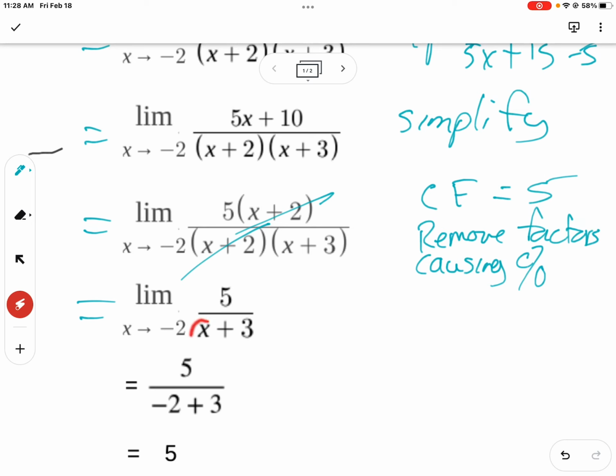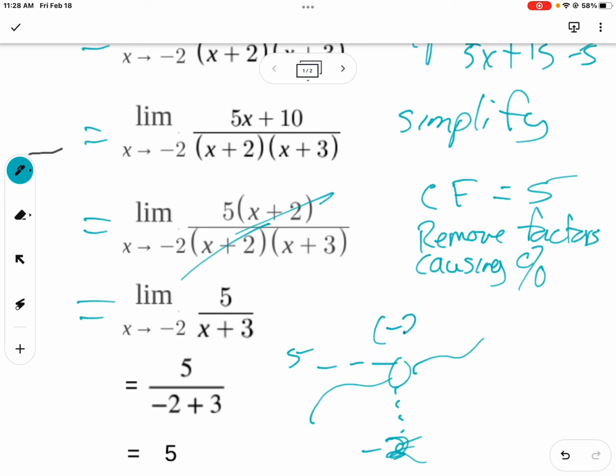So x is replaced by negative 2. Negative 2 plus 3 is 1, and then I have 5 divided by 1, which is 5. So our limit is 5. I've got some sort of a graph like this, and at x equals negative 2, the y value is 5. In other words, the point discontinuity is at x equals negative 2 and y equals 5. There's a hole there.